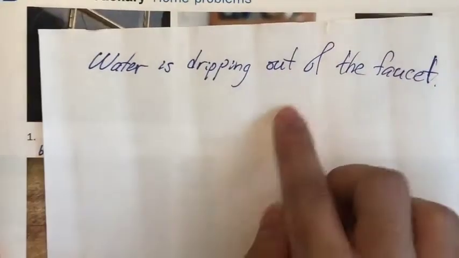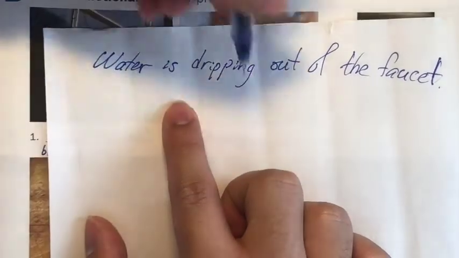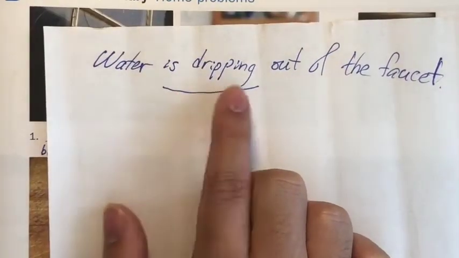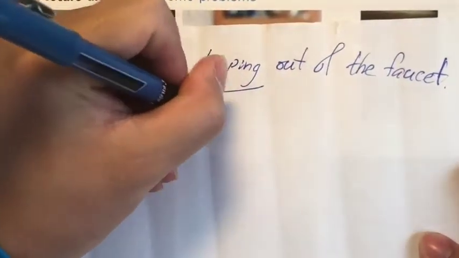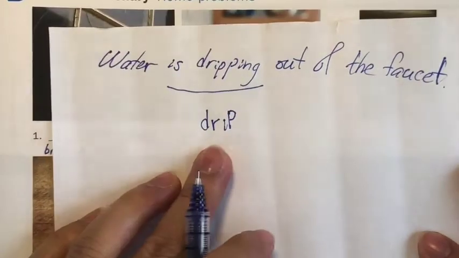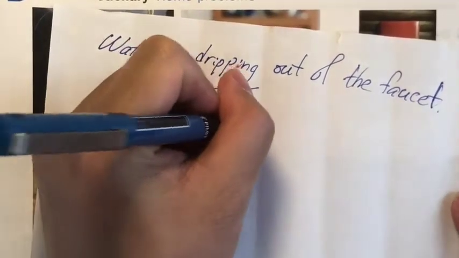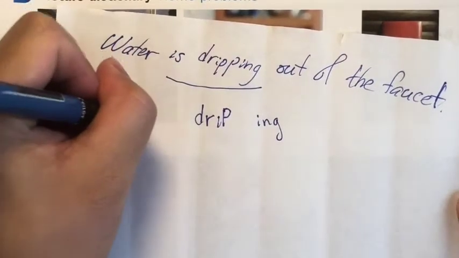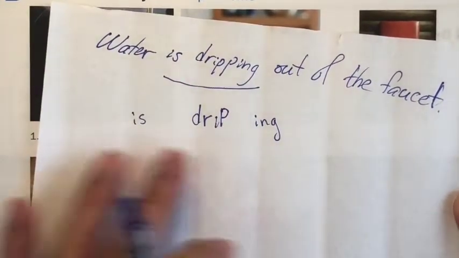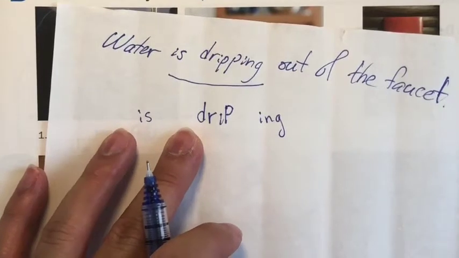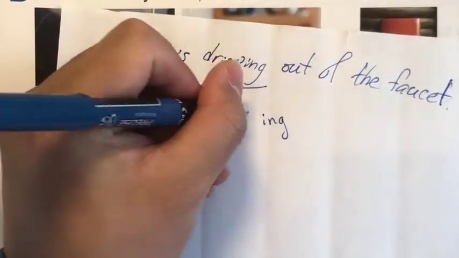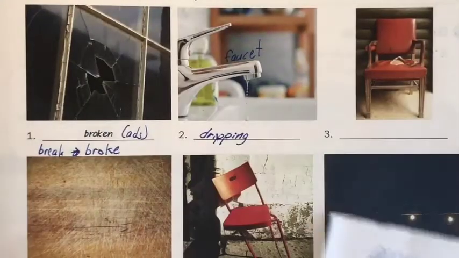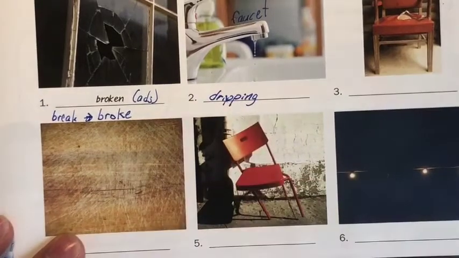So I said water is dripping out of the faucet. Here I say is dripping. This is the present continuous. We have the verb drip, drip, and then we add ing. The verb is drip, and then if we write it in the present continuous, so we say it's happening right now, we say the water is dripping. So the water is dripping out of the faucet.